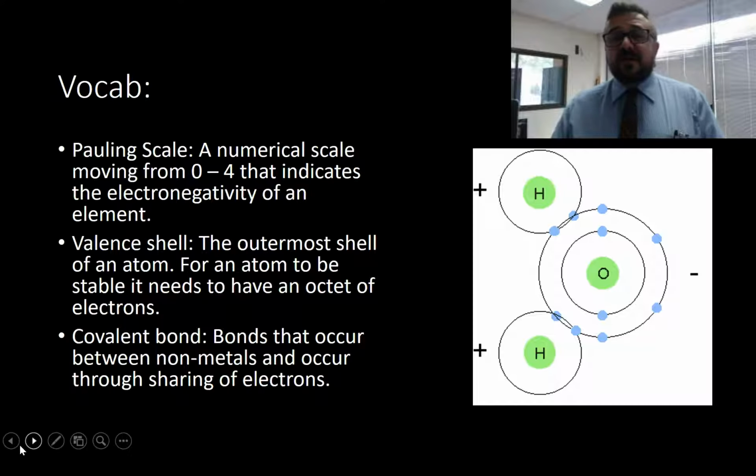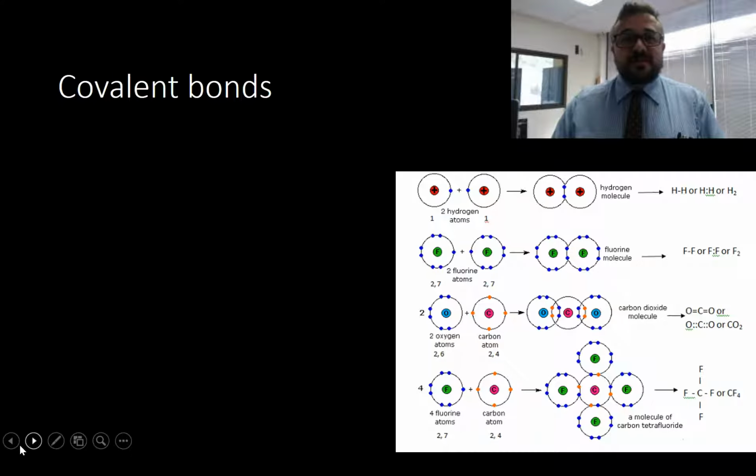So, here's your vocab for the lesson. I want you to pause the video and write this down, so you've got it to refer back to later on as we move forward. Now, what is a covalent bond?